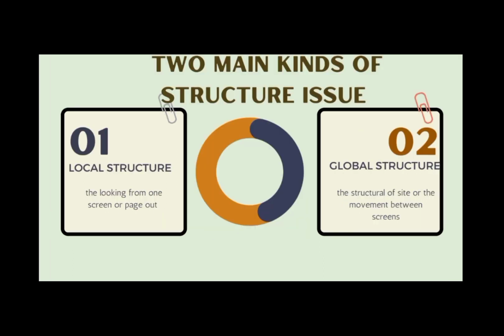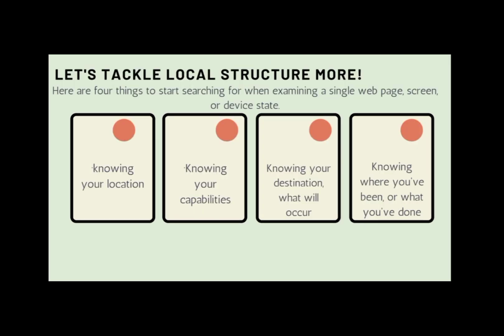Two main kinds of structure issues. Local structure: the looking from one screen or page out. Global structure: the structure of the site, or the movement between screens. Let's tackle local structure more. Here are the things to start searching for: examining a single web page, screen, or device state, knowing your location, knowing your capabilities, knowing your destination, what will occur, and knowing where you've been or what you have done.